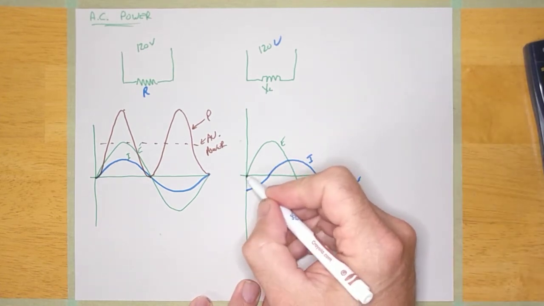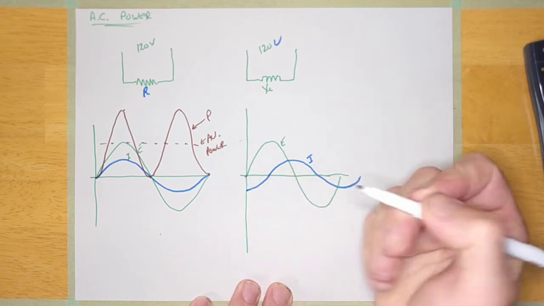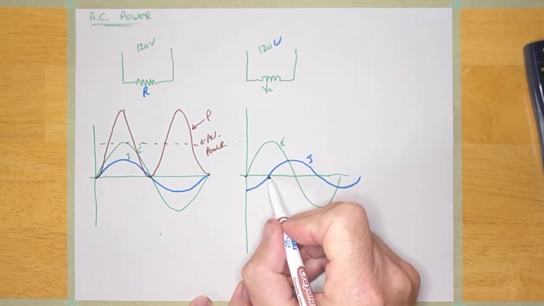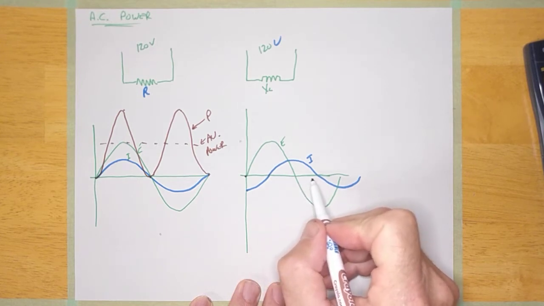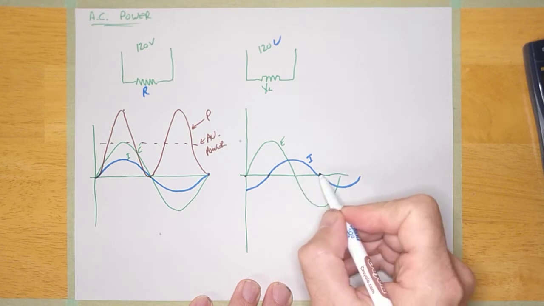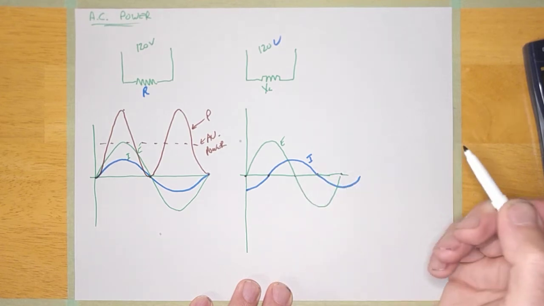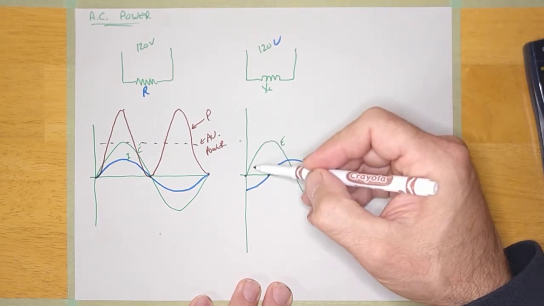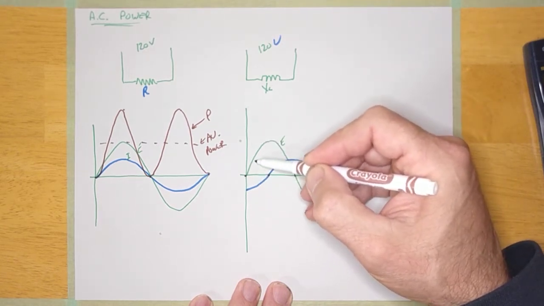So anything times 0 is 0. So the power here is 0. And in fact, the power here is going to be 0 because the current's 0 here. Here the voltage is 0. Here the current's 0. Here the voltage is 0. Anytime I multiply anything times 0, I have 0. So I know those are all zeros. The only thing I have to do then is try to figure out what's going on between.